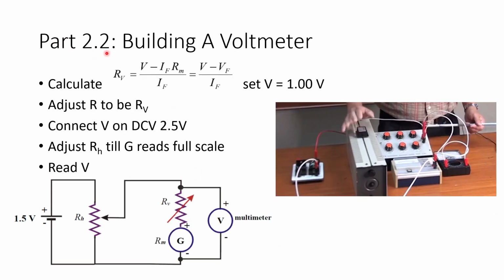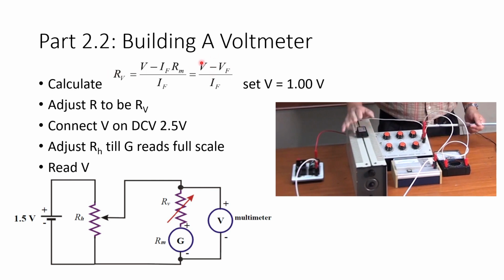Then 2.2, building a voltmeter. Again, you need some resistance to steal the voltage from the galvanometer. Otherwise, the galvanometer is going to be overloaded. So calculate the RV from this equation using V as 1 volt. We're going to amp up the VF from something on the order of millivolts up to 1 volt. And IF is roughly 50 microamps. So you know these numbers from the previous part.